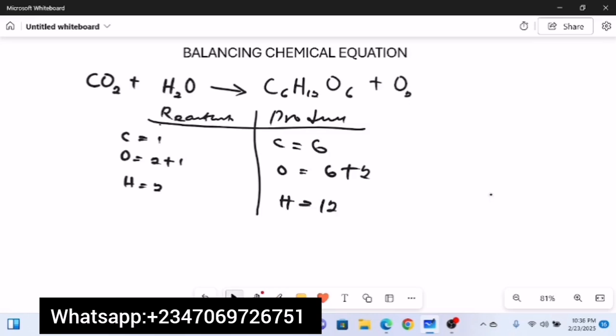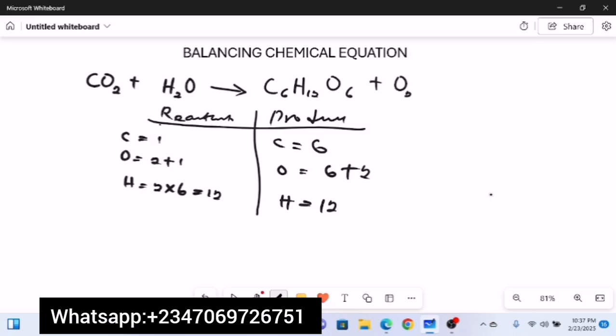So let's see. Carbon is not balanced. Carbon is 1 on the reactant and 6 on the product. Hydrogen itself is 2 on the reactant and a total of 12 on the product. So let's start by balancing hydrogen. Since hydrogen is 2 on the reactant and 12 on the product, I can easily multiply here by 6. That simply gives me what? 12. So if I multiply the reactant by 6 for the hydrogen, I'm going to have 12.